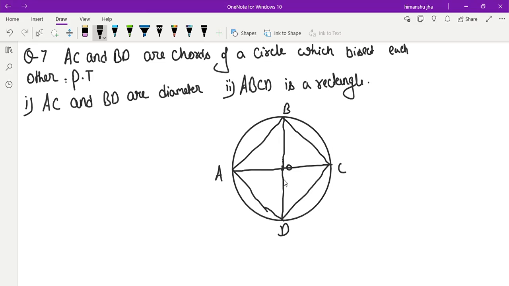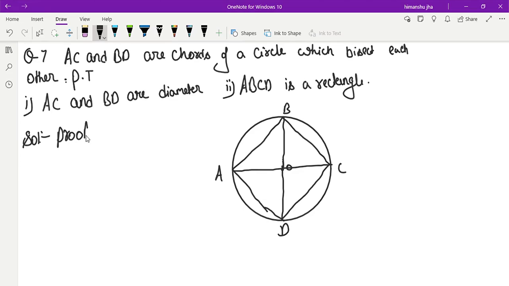So ABCD becomes a parallelogram if AC and BD are chords which bisect each other. If we join all the points A, B, C, D, then AC and BD are the diagonals of ABCD which bisect each other, meaning ABCD is a parallelogram inside the circle. Okay. Now we have to prove that AC and BD are the diameters. We have drawn the diagram by considering that AC and BD are the diameters, but how are we going to prove it?